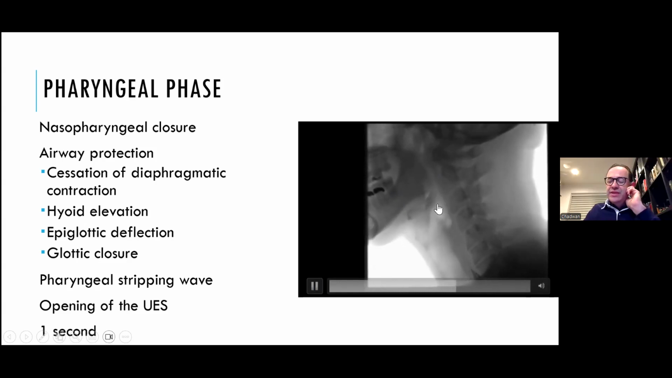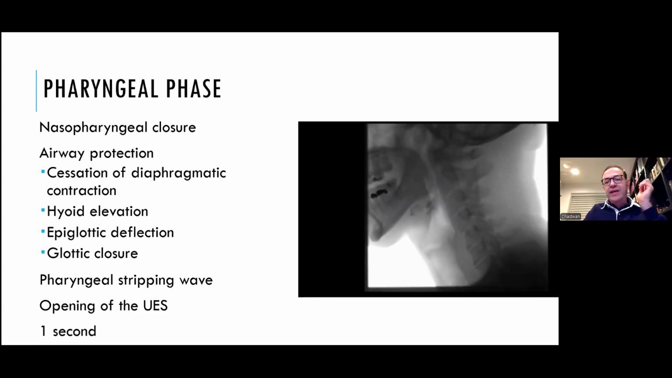And you can see how it squeezes down. This patient has a little bit of residue in the vallecula, but that's possibly within normal limits. The reason I had to play that multiple times is that this process is very, very quick. The whole pharyngeal phase takes 1 second. So you blink and you miss it. When you're doing instrumental evaluation, you often need to slow down or look multiple times to see all the various components.